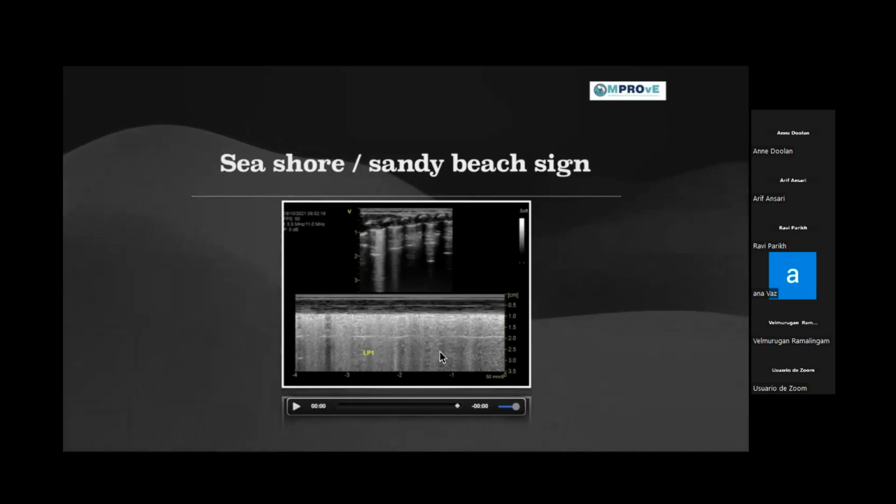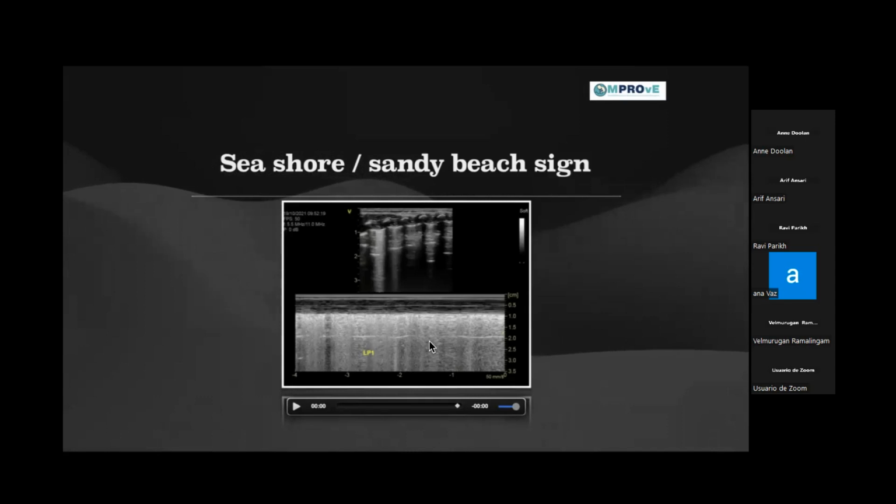And trust me, when you're trying to interrogate some doubtful area with the M mode, you feel like, am I seeing a normal seashore or sandy beach sign, or is it a stratosphere sign? At times, it becomes quite challenging. It happens to me all the time. And there's a way around to figure that out as well, but first, let's see how the normal looks.